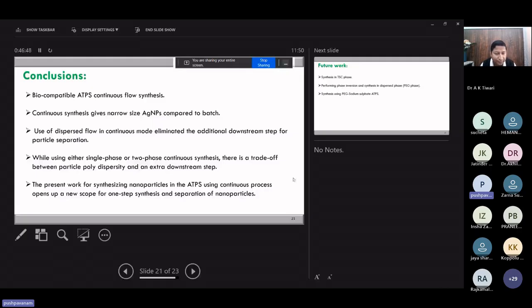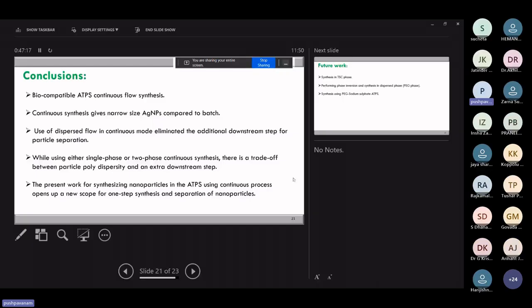We want to do a continuous synthesis. We don't want a batch, because then the variability is going to be higher. We prefer dispersed flow, because every slug, every droplet behaves like a stirred reactor, and I will get a nice, uniform size distribution. And there are different combinations you can work on. You can synthesize in a single phase, or you can synthesize in two phases.